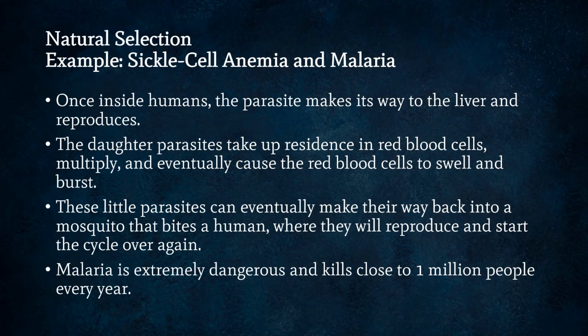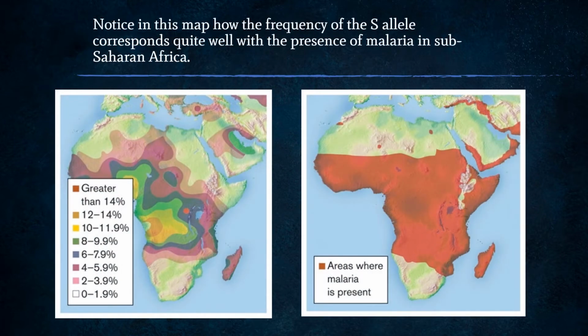Okay, so I said all of this basically, and this is how malaria is spread, and it is extremely dangerous and kills close to 1 million people every year. So we are looking at two different maps. One showing that S allele, don't forget that's the sickle cell mutation, in the colorful map of Africa here. The other map is showing areas where malaria is present, and you can see that these areas match up almost identically.